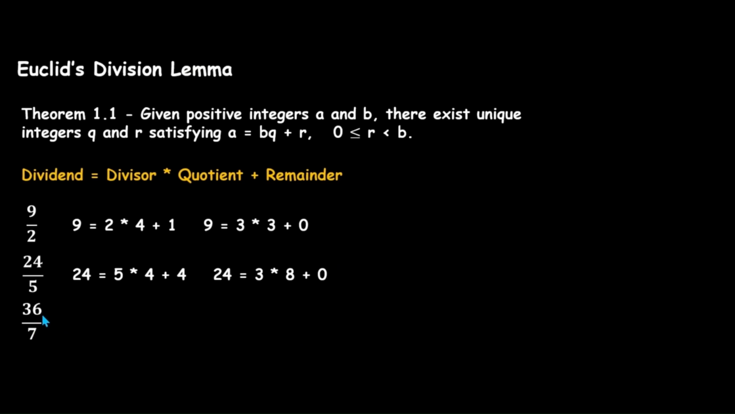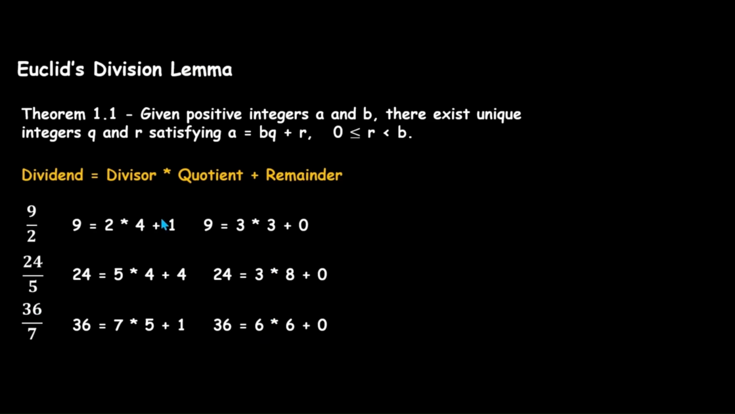Another example, 36 by 7 can be written as 36 is equal to 7 into 5 plus 1. 7 into 5 is 35 plus 1, 36. So there is a non-zero remainder here, 1. So 7 is not a factor of 36. And the same 36 when divided with 6 will give us 0 as the remainder, as 6 into 6 is directly equal to 36. So 0 is the remainder. So in this case 6 is a factor of 36.